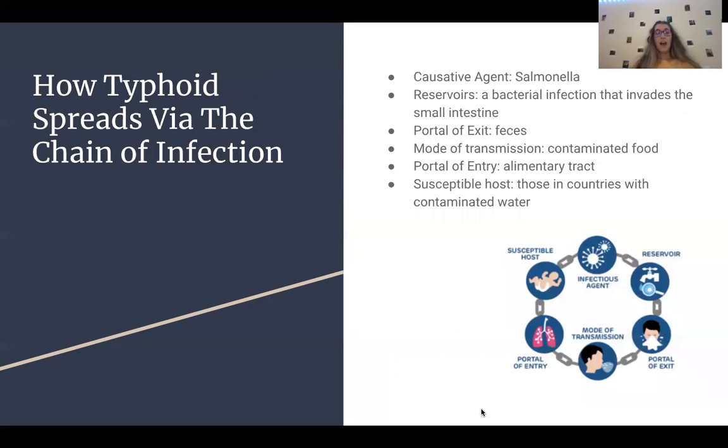And then how typhoid spreads via the chain of infection. So the first step is the causative agent, and that could be salmonella. The next step in the chain of infection is reservoir, which could be a bacterial infection that invades the small intestine, which is typhoid fever. That's how typhoid fever infects you.